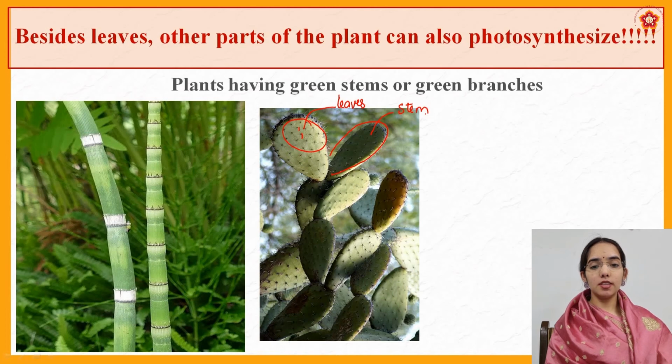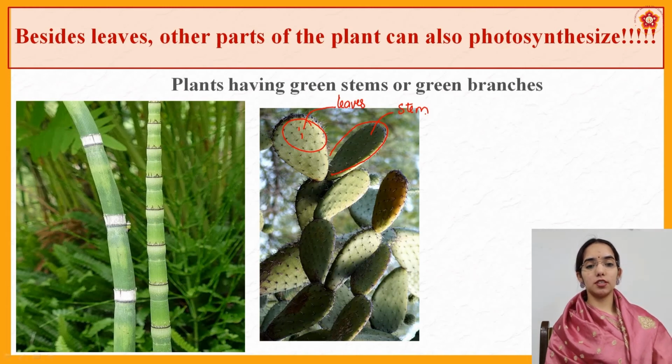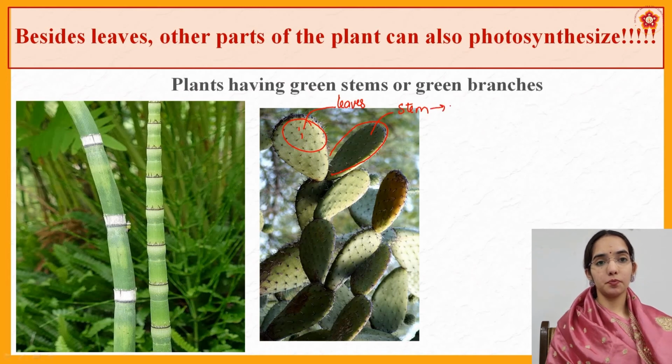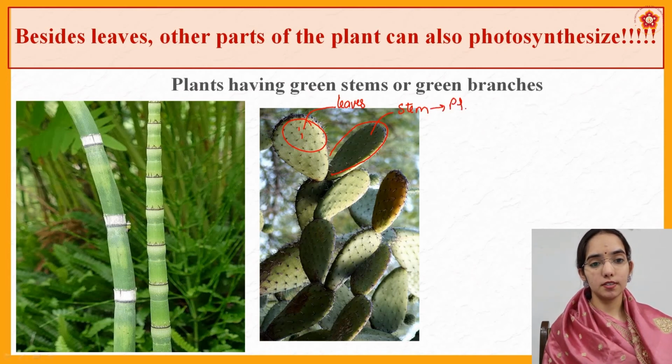This is because this plant grows in the desert. So in desert plants, the leaves have modified themselves into spines, and the stem has modified by becoming flattened, and it performs photosynthesis. So over here, the stem is performing photosynthesis.